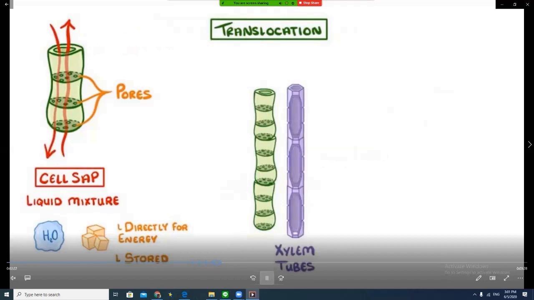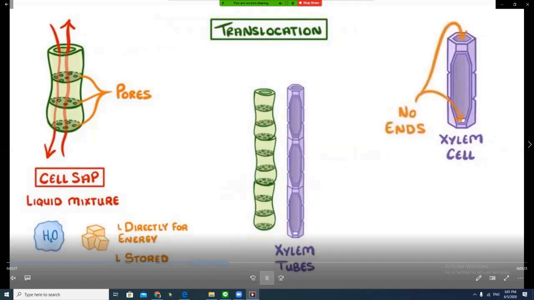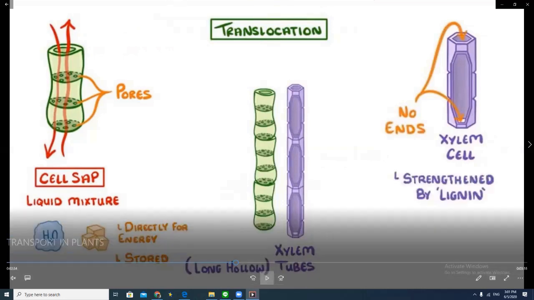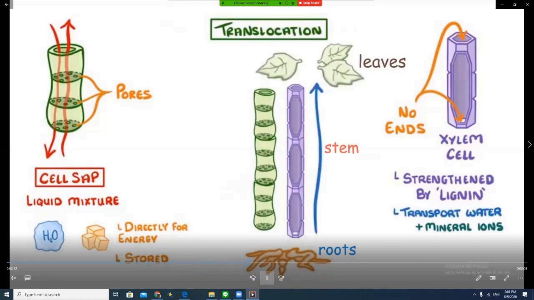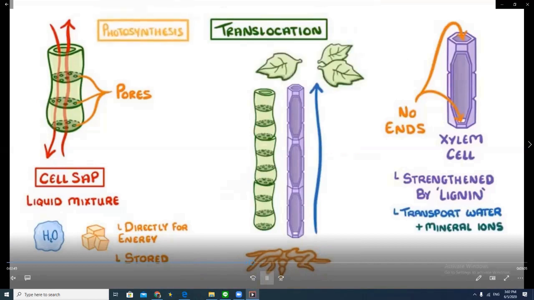Xylem tubes. Xylem tubes are different from the phloem tubes. Xylem cells don't have ends. They are just made up of long, hollow tubes, and they are sometimes called dead cells. They are only strengthened by what we call lignin. The xylem cells are used to transport water and minerals from the roots to the stem and to the leaves.